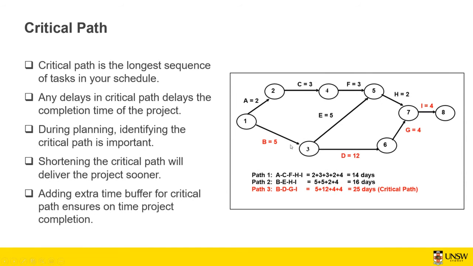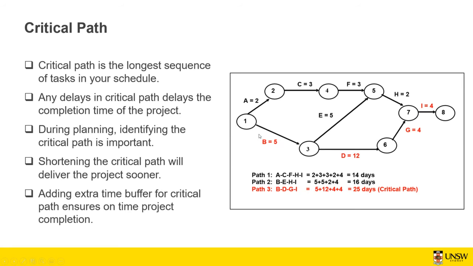And also, there are some paths that you need to take. So for example, this is one path: 1, 2, 4, 5, 7, 8. This is another path: 1, 3, 5, 7, 8. And this is another path: 1, 3, 6, 7, 8. For each path, you calculate the duration based on these task dependencies. And the longest sequence of tasks is your critical path.